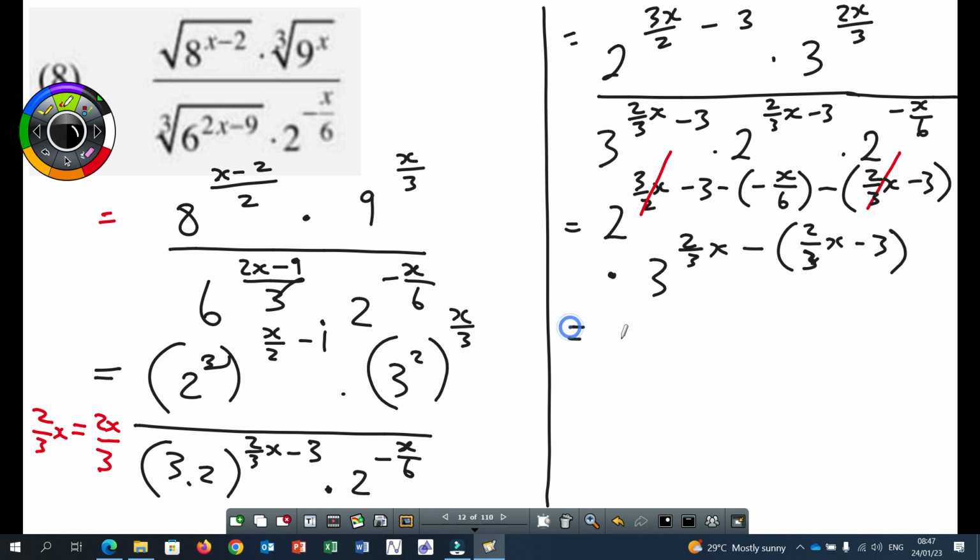So you end up getting 2 to the power of x over 6. Then minus 3 minus minus 3. That will give me a 0. So this negative 3 and that negative 3 are going to cancel out because we have a minus.